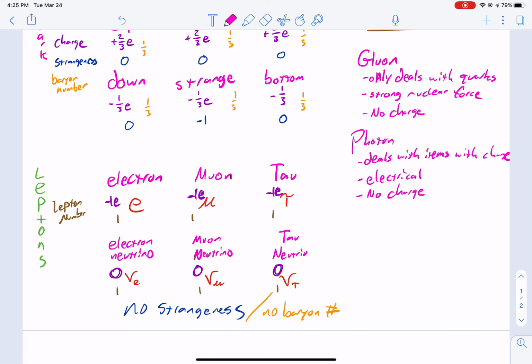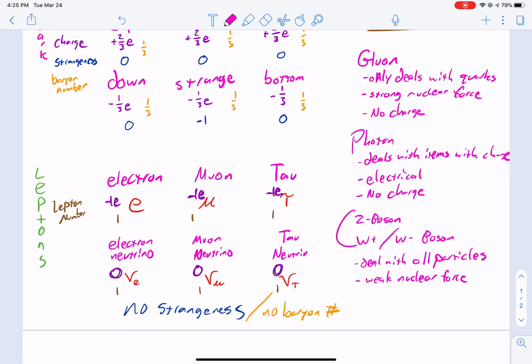Next, we have three we're sort of going to put together. The Z boson, the W plus, and the W minus boson. These deal with all particles. This is a mediator of the weak nuclear force. Again, we're going to get into what the bosons really do next week.